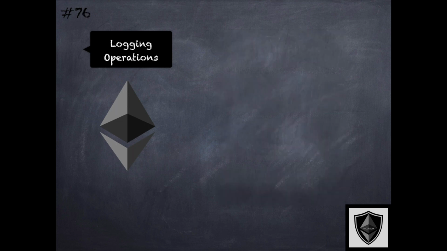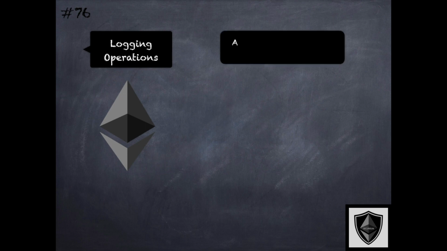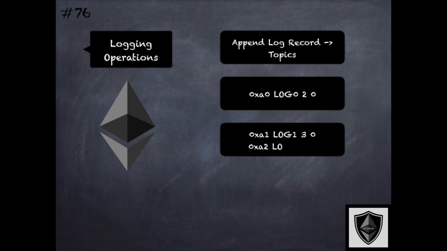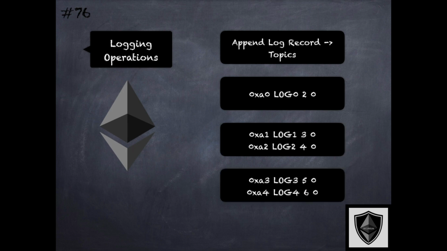The next set of operations are what are referred to as the logging operations. These append log records from within the execution context of the contract onto the blockchain. We talked about this a bit in the context of the Bloom filter in the block header, but there are 5 such instructions: log 0, log 1, all the way to log 4, and these instructions differ in the number of topics that are specified as being part of the log.